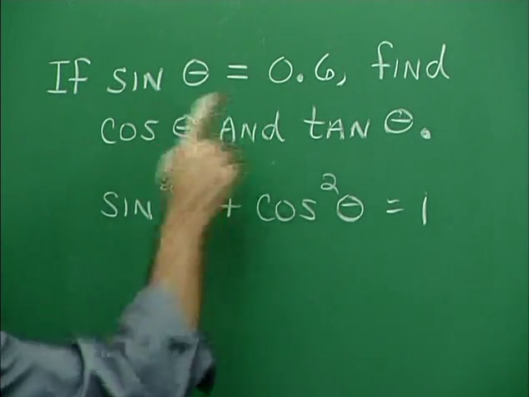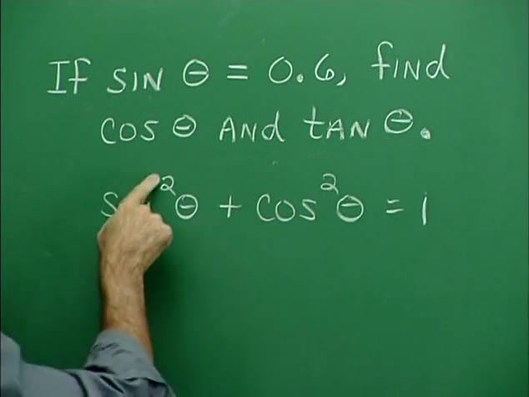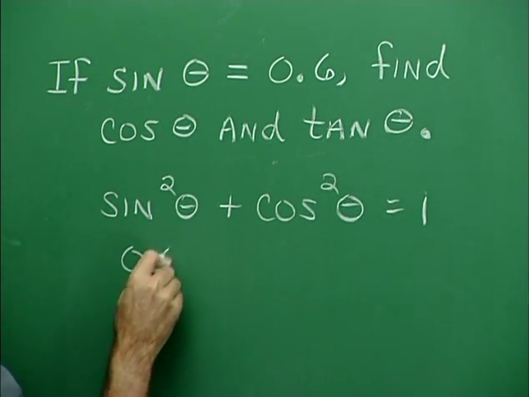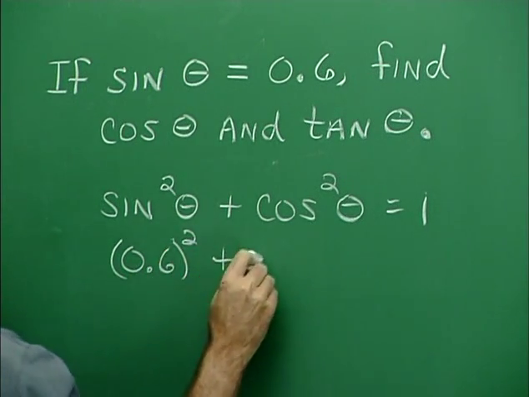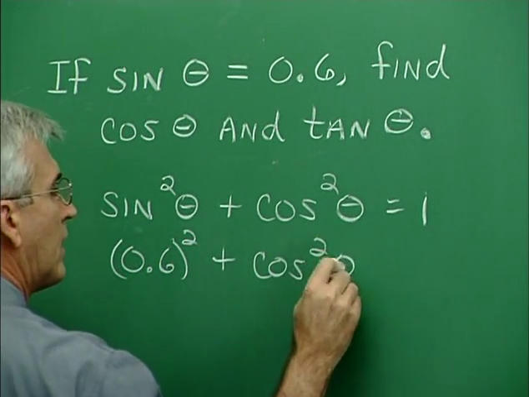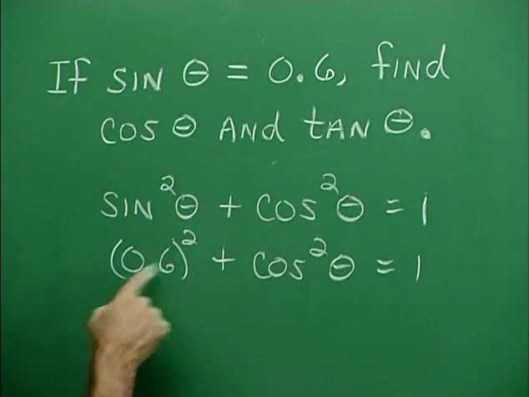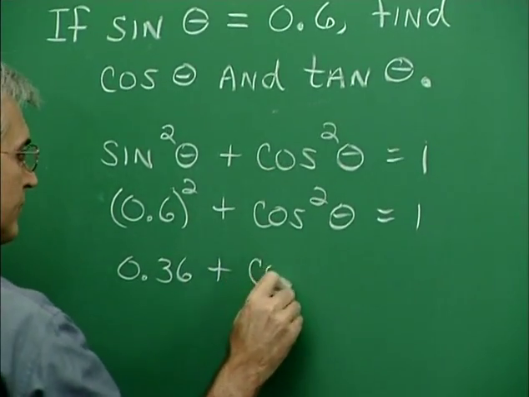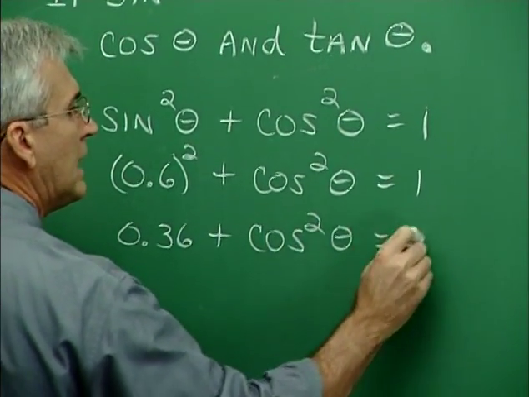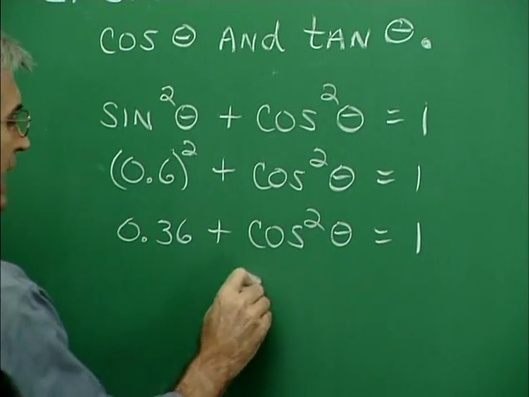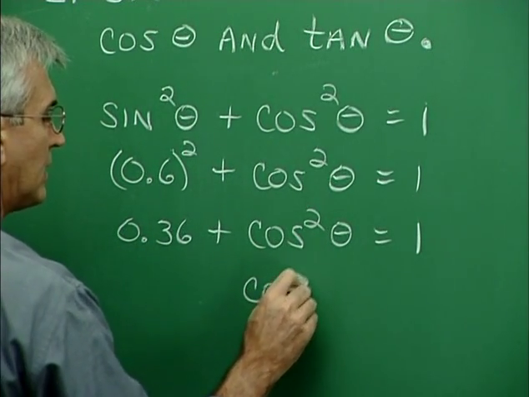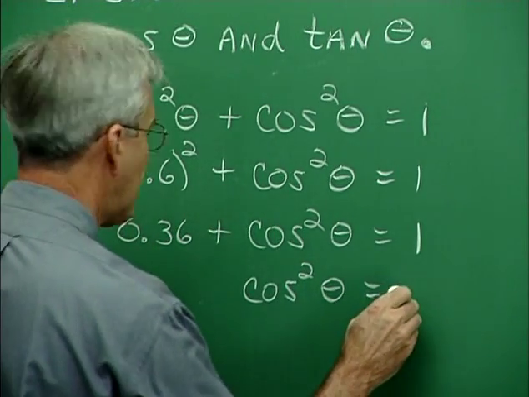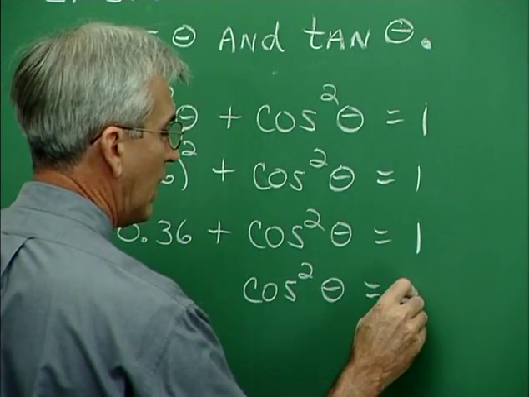And then we just plug in the information we know. We know that sine theta is 6/10, and sine squared theta means sine theta all squared. So this becomes 6/10 squared plus cosine squared theta equals 1. This becomes 36/100. Then we subtract 36/100 on both sides. On the left, we'll be left with cosine squared theta. On the right, we have 1 minus 36/100, which turns out to be 64/100.